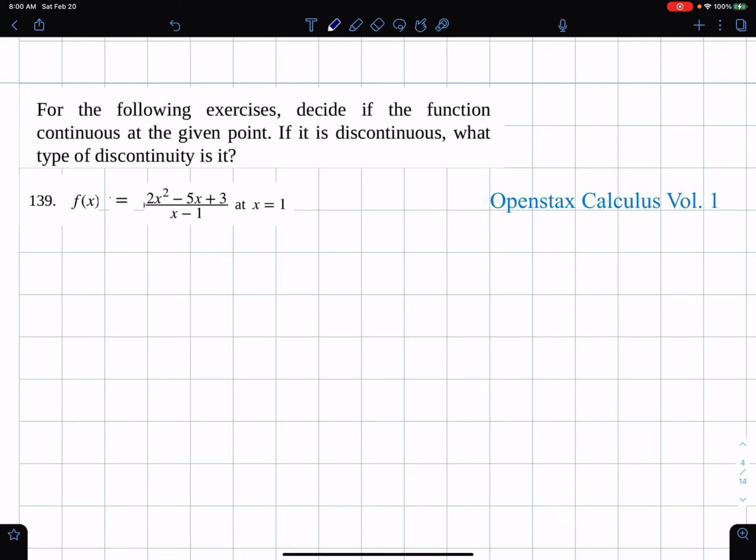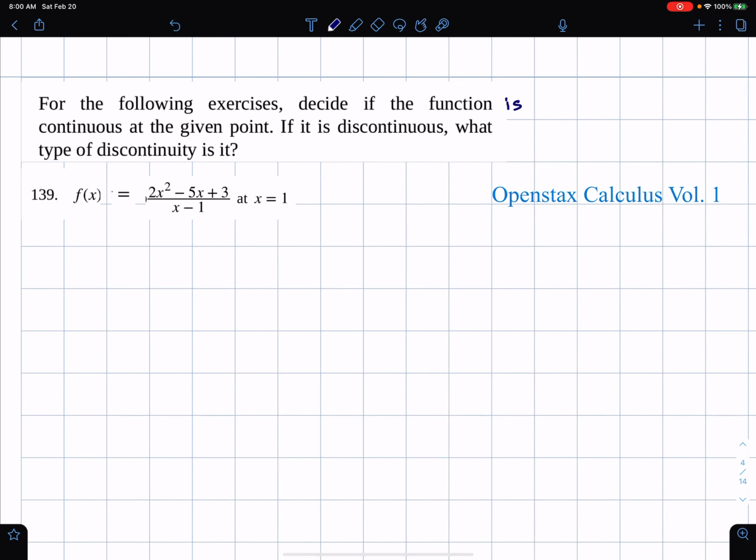For the following exercises, decide if the function is continuous at the given point. If it is discontinuous, what type of discontinuity is it? Okay, this is from OpenStax Calculus Volume 1.